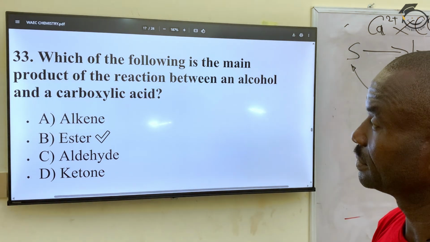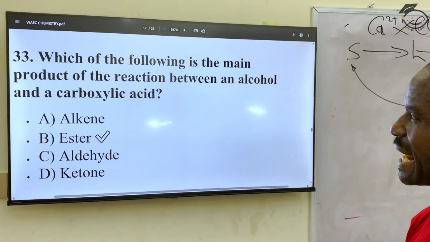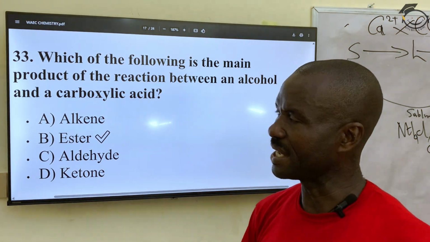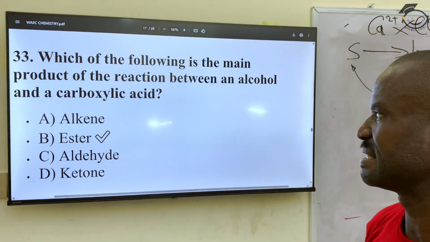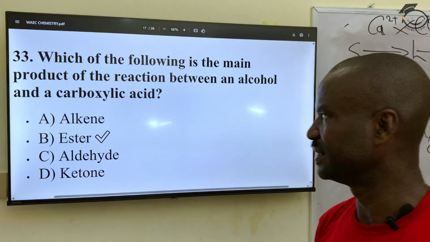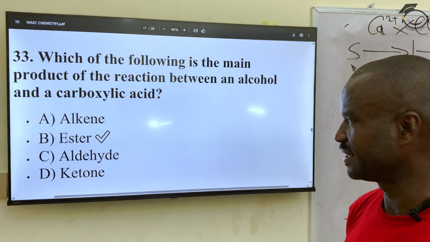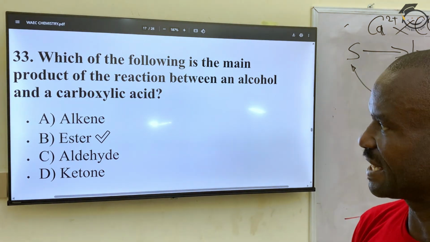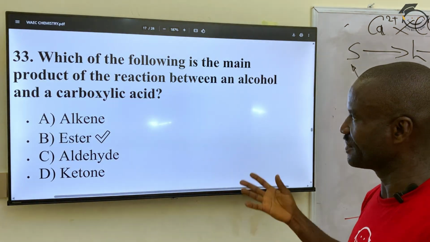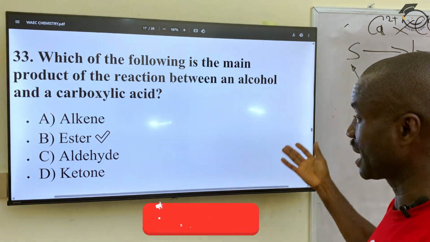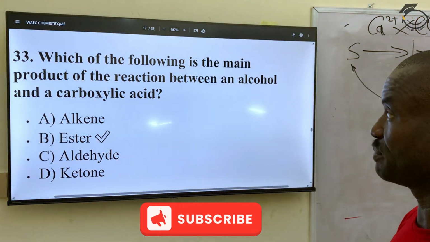Question 33. Which of the following is the main product of the reaction between an alcohol and carboxylic acid? In organic chemistry, we define the reaction between an alcohol and carboxylic acid as A, alkene. B, ester. C, aldehyde. And D, ketone. The correct answer is ester. We call that process esterification, where a carboxylic acid, an organic acid, reacts with alcohol to produce a sweet-smelling compound called ester. So the correct answer is B.